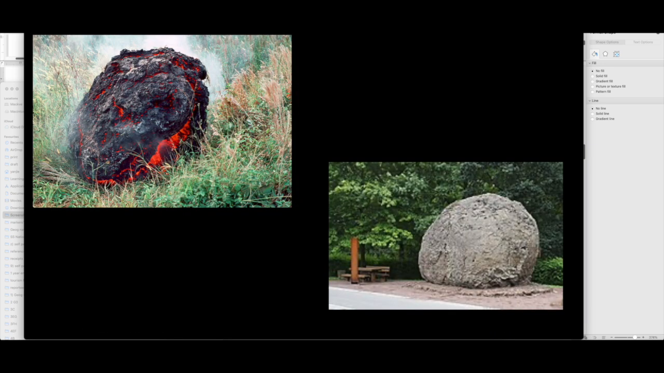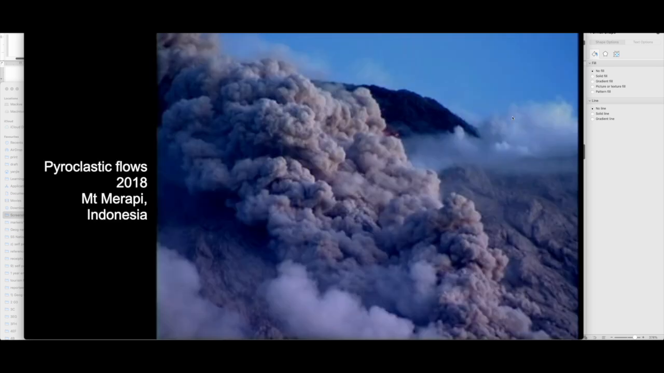This is a lava bomb, an example. It was fresh out of the volcano and still solidifying. You can see that it can be very big, and it can crush people. These are pyroclastic flows from Mt Merapi. In 2018, Merapi in Indonesia erupted and created a lot of pyroclastic flow. Let's take a look at what it looks like.